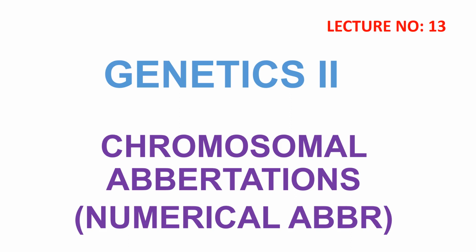In this lecture, we are going to discuss chromosomal aberrations. Here, we will mainly focus on the numerical aberrations. Chromosomal aberration is the deviation of the number of the chromosome or the structure of the chromosome from the normal, that is called the chromosomal aberration.